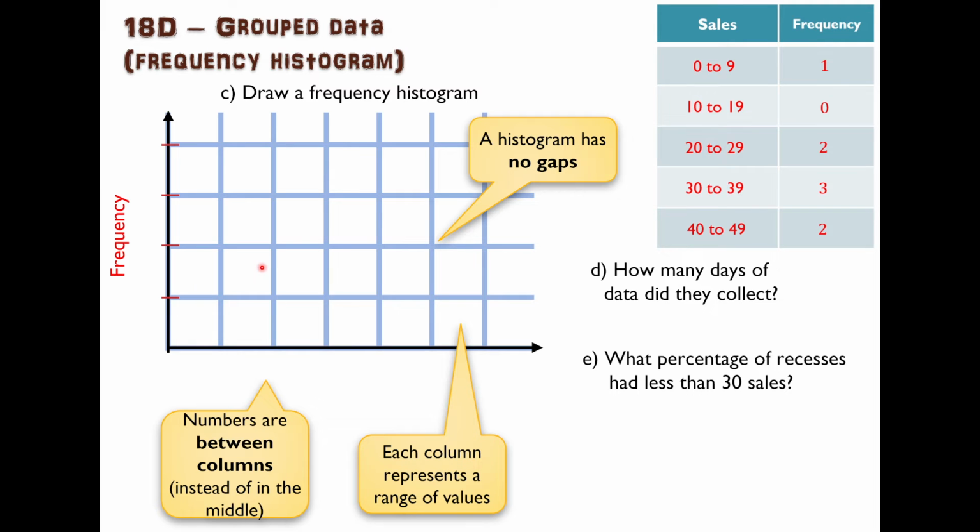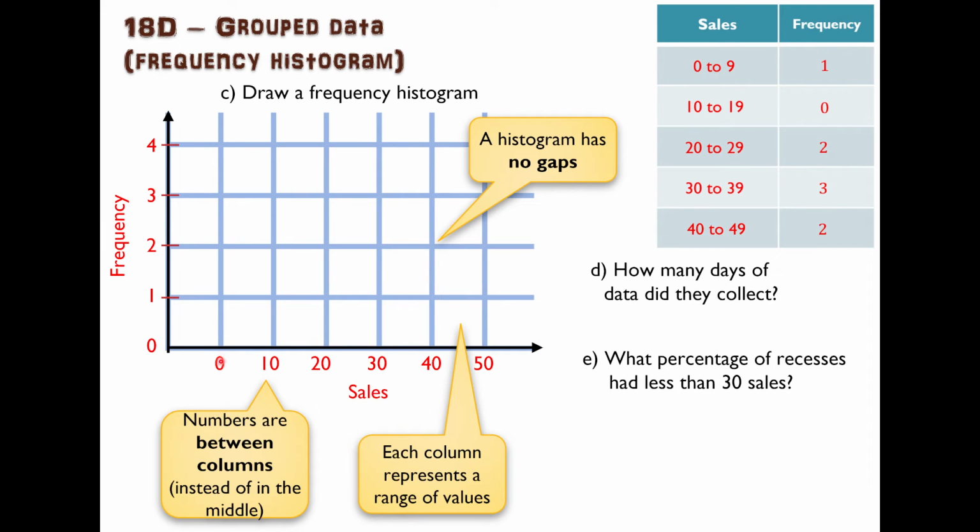To draw a frequency histogram, the vertical axis will always be frequency. In this case, the highest frequency that I have is 3, so I can just count 1, 2, 3, 4, starting at 0. I always start at 0. The number of sales goes from 0, 10, 20, all the way up to 49, so I'm going to go up in tens: 0, 10, 20, 30, 40, 50. I need to make sure that I've got my axis titles. This one is sales and the other one is frequency. What else? I can start drawing my boxes for my frequency histogram.